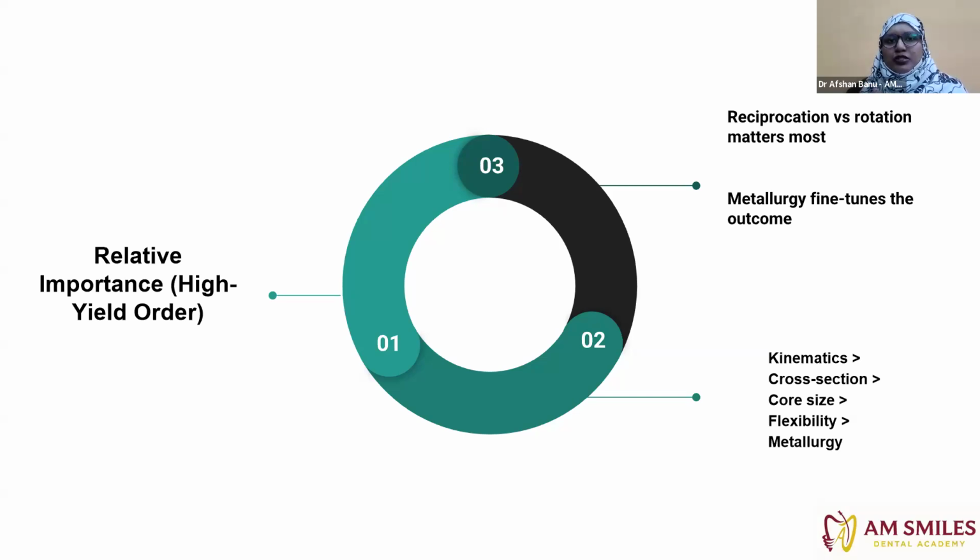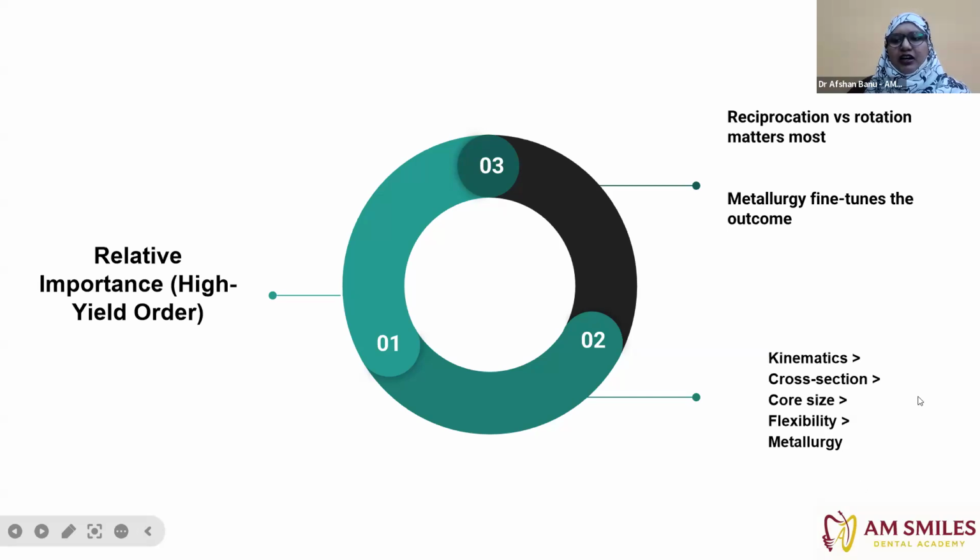When you're going to choose the file, first you need to give importance to the kinematics. Okay, kinematics is nothing but rotating or reciprocating. That will play a major role. So first select kinematics, then go for cross section. I told you about the four cross sections in the order of how much debris is produced. Then you go for core size, then flexibility, and then the metallurgy. Metallurgy is nothing but the heat treatment. Okay, so flexibility of the files and metallurgy come last.